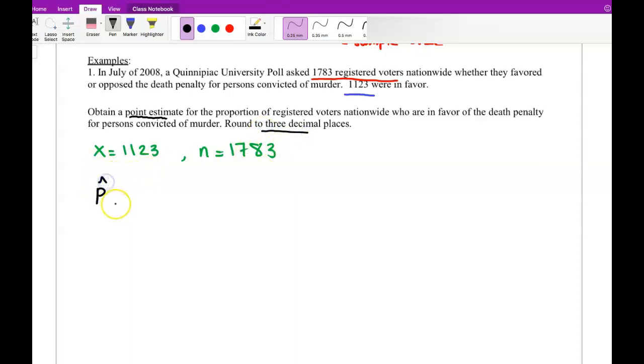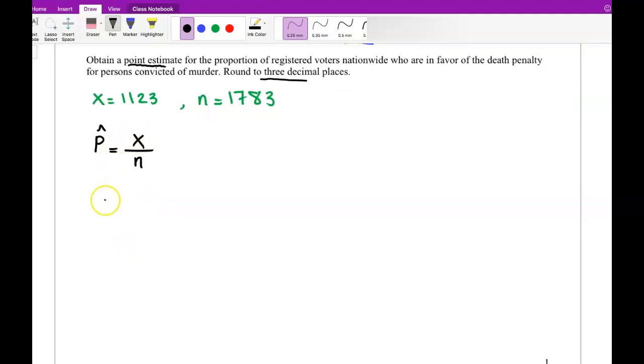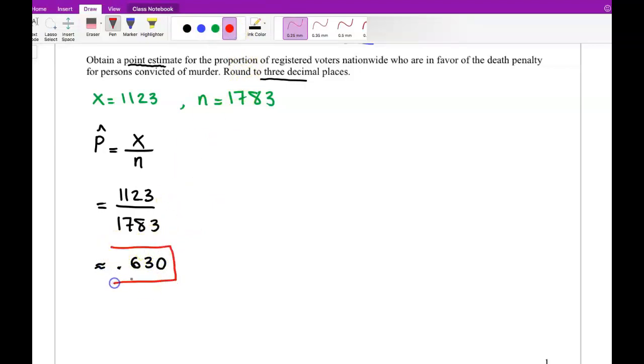So using p hat equals x divided by n, x is 1,123 and n is 1,783. So dividing and rounding it, we have 0.630. So this is our answer for this part.